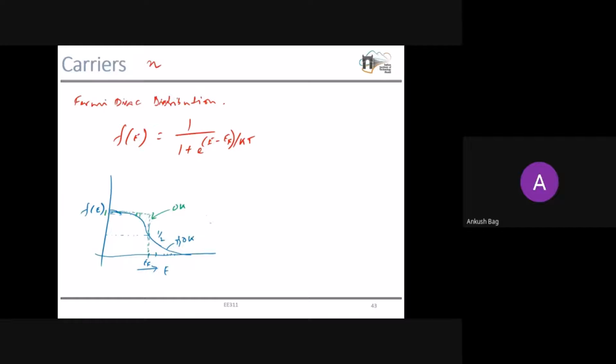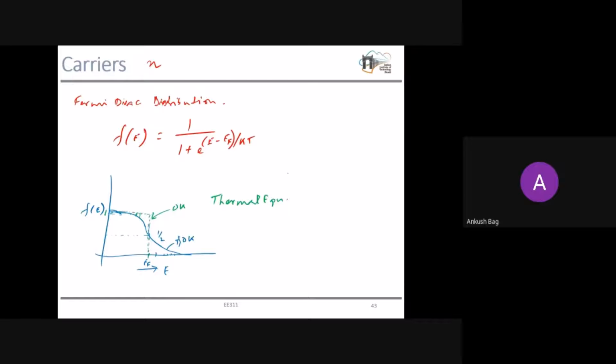And remember, this Fermi concept is useful when your semiconductor is under thermal equilibrium. That is why I explained those two concepts before explaining this.